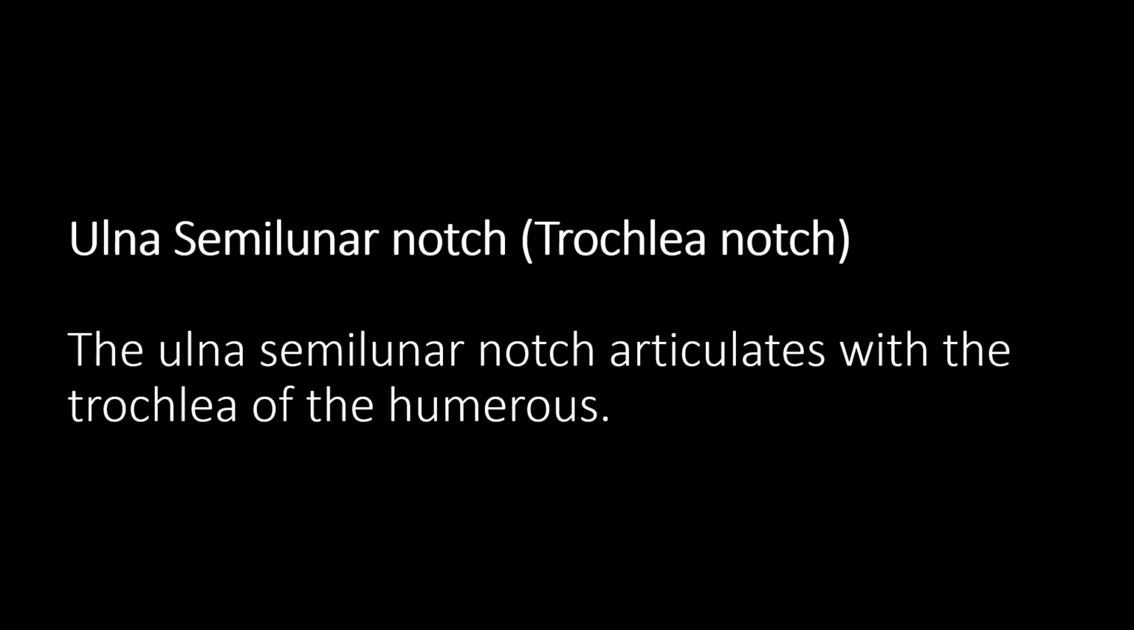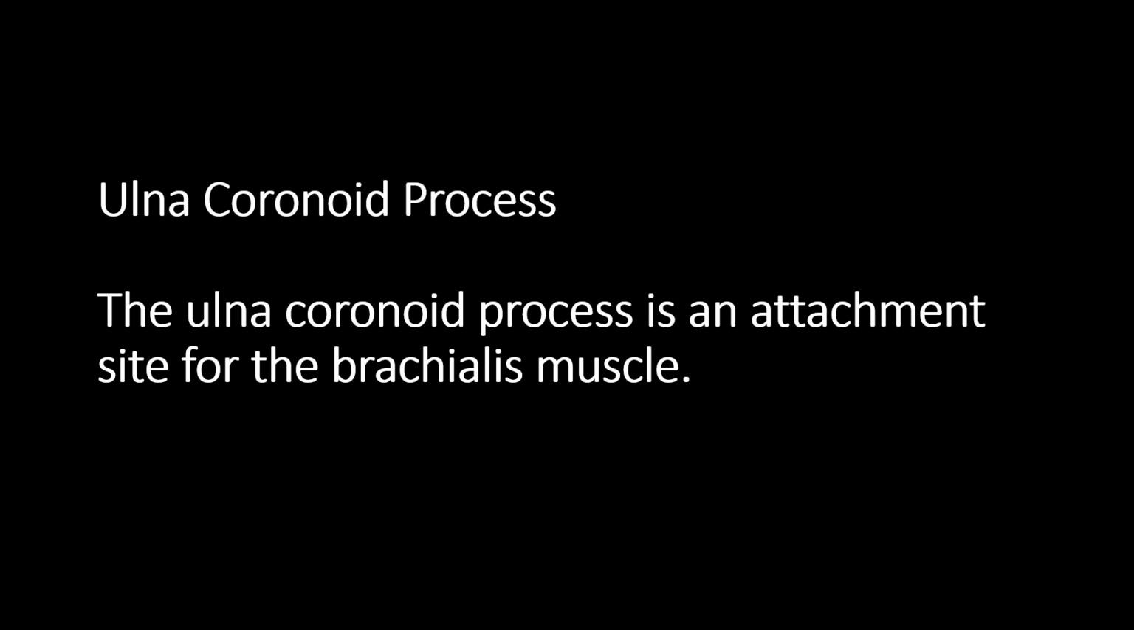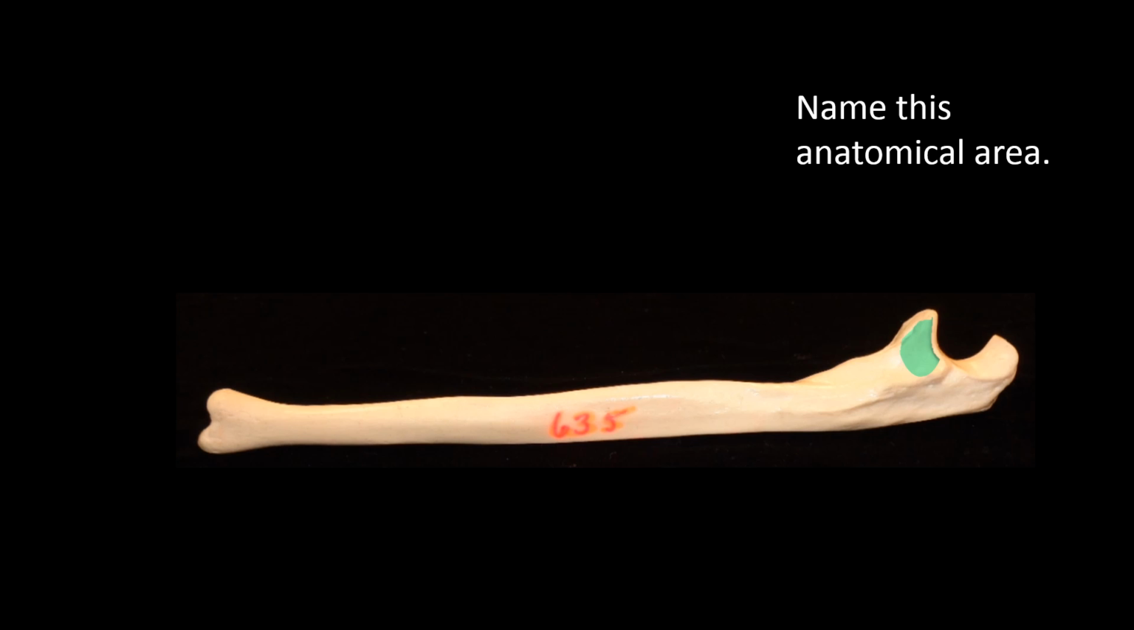Ulna semilunar notch, trochlear notch. The ulnar semilunar notch articulates with the trochlea of the humerus. Name this anatomical area. Ulnar coronoid process. The ulnar coronoid process is an attachment site for the brachialis muscle. Name this anatomical area.